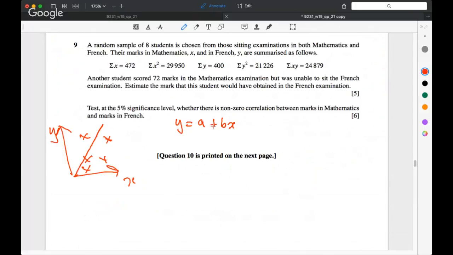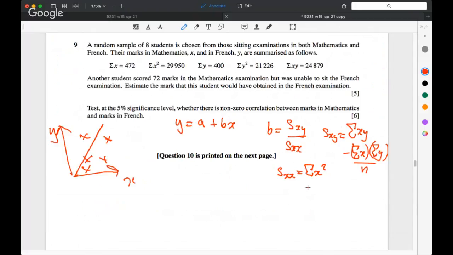Okay, and how we get the B value is by looking at the SXY over the SXX. So the SXY is the sum of the X values times the Y values minus the sum of the X values multiplied by the sum of the Y values. Okay, so this is a lot of just formula stuff. All divided by the number of students. The SXX value is the sum of the squares of the X values minus the sum of the X values squared.